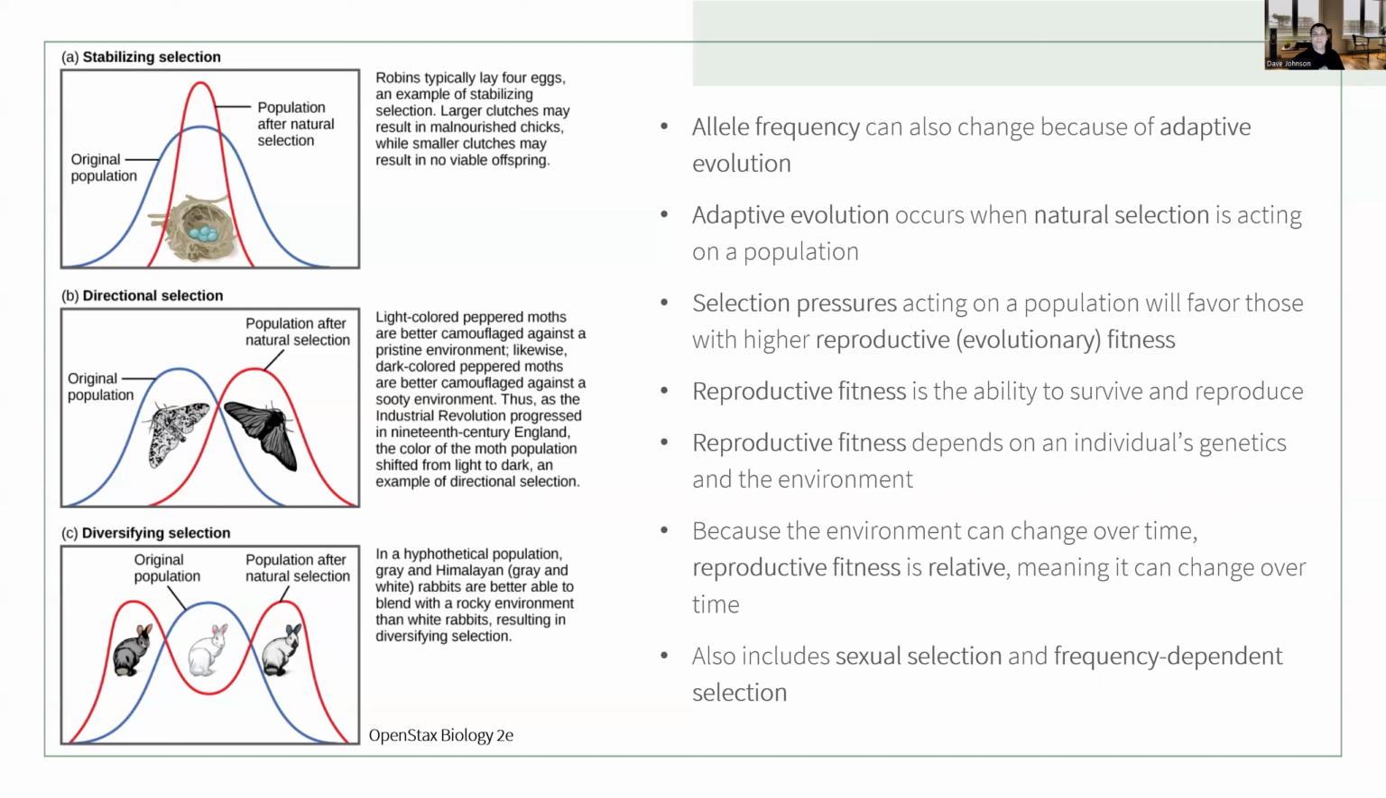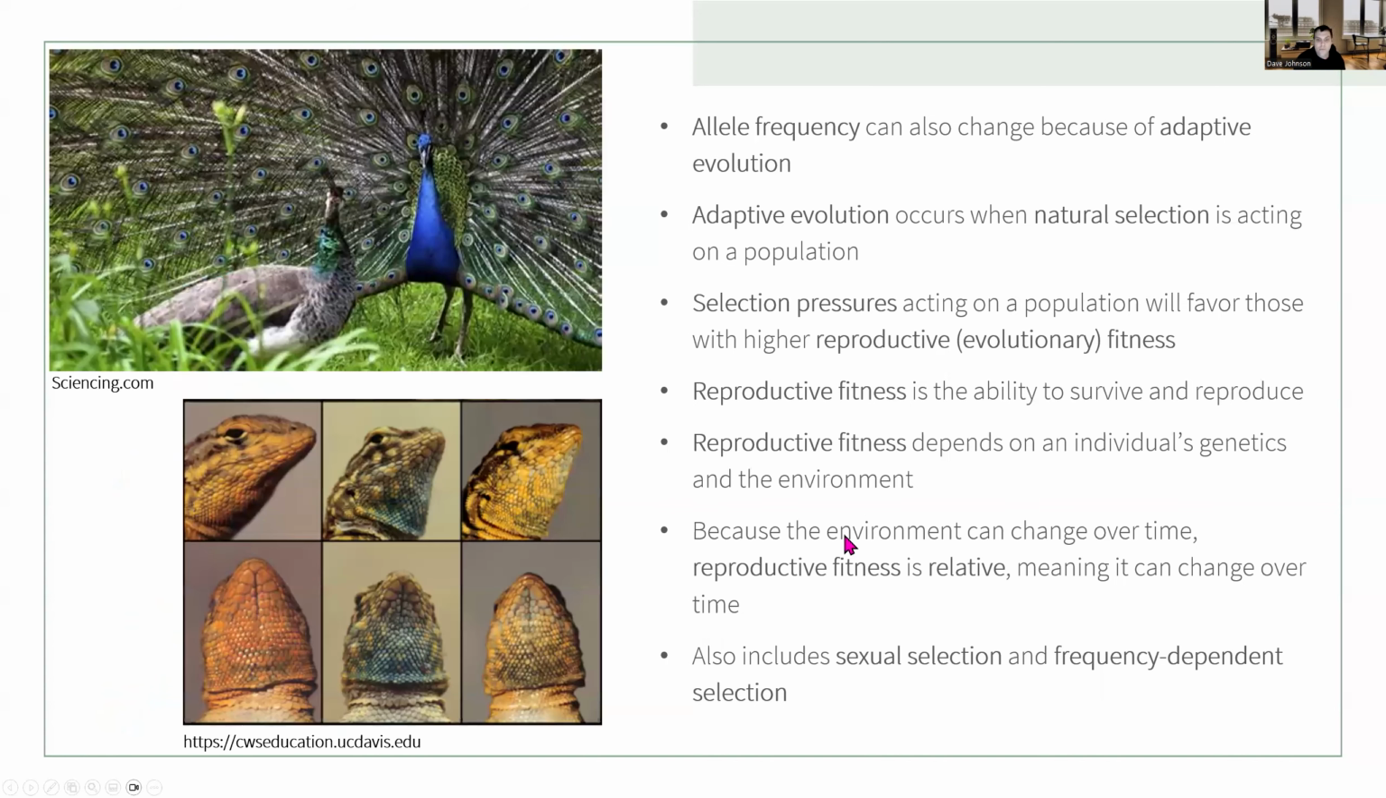But what I want you to understand is that when we're talking about adaptive evolution, we're talking about a response to selection pressures. This is the natural selection that you're accustomed to here. This also includes sexual selection and what we call frequency-dependent selection. So sexual selection is a mode of natural selection where in certain species we see sexual dimorphisms. These are traits or characteristics that differ between the different sexes.